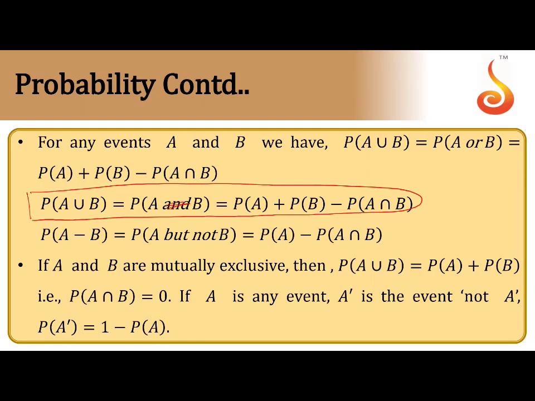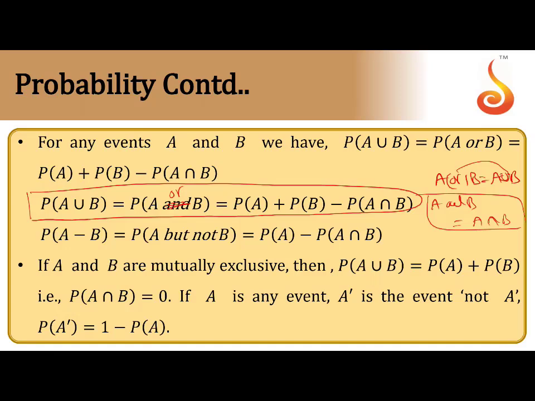Sorry, this is not "and", it's "or". So A or B means A union B. A and B means A intersection B. This you have to remember. This is the difference: and means intersection, or means union. So A or B means A union B equals P of A plus P of B minus P of A intersection B.